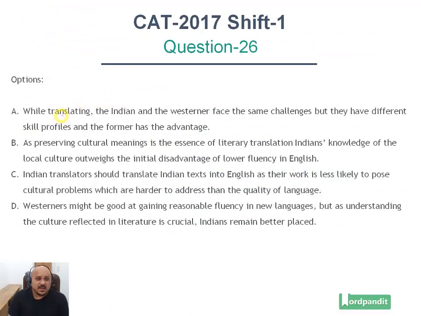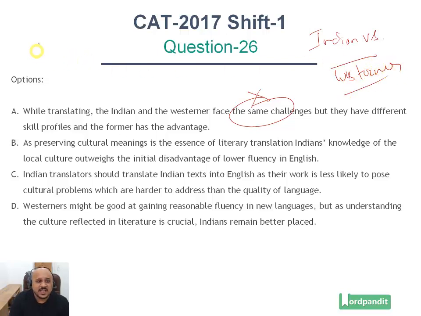Let's analyze the options. While translating, the Indian and the Westerner face the same challenges, but they have different skill profiles, and the former has an advantage. Do they face the same challenges? No. We saw in the previous slide, the challenges were inverted. As preserving cultural meanings is the essence of literary translations, Indians' knowledge of the local culture outweighs the initial disadvantage of lower fluency in English. Now, in the given case, remember, it's about whether an Indian should translate versus whether a Westerner should translate the work. So it's Indian versus Westerner. That is what the debate is.